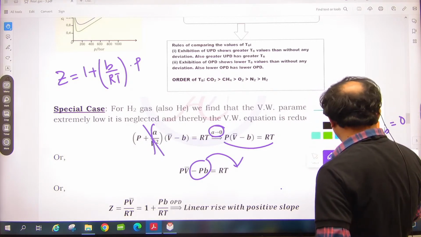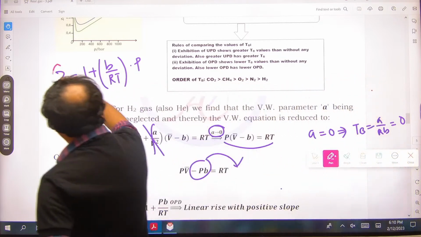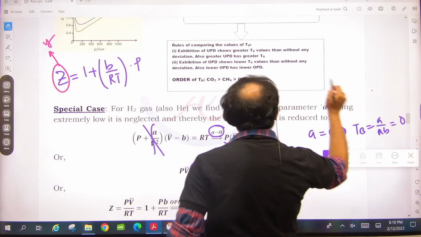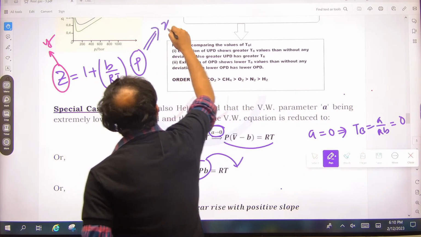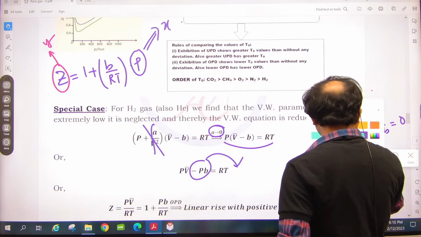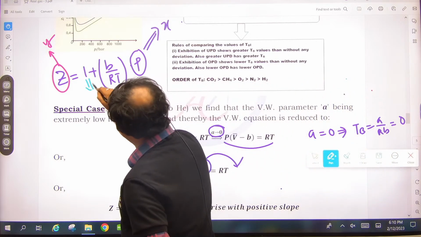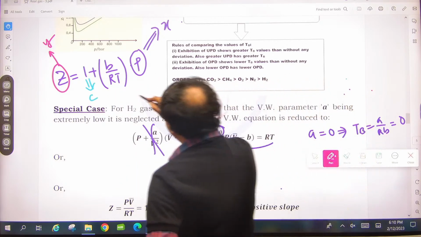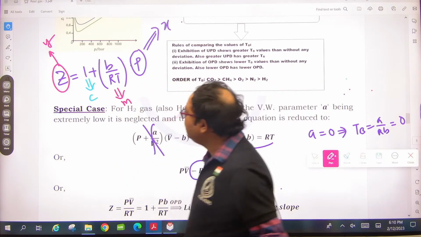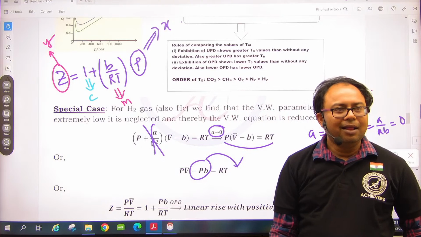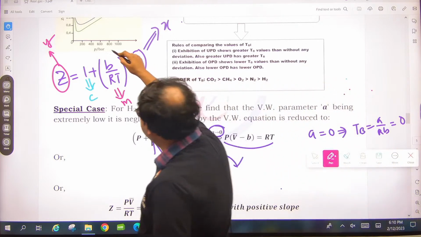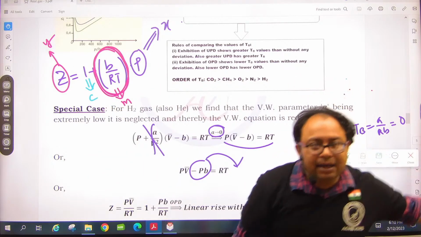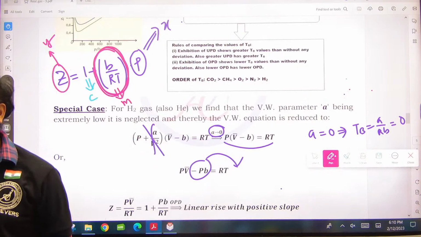Now you can say, if you are plotting Z along the y-axis and P along the x-axis, then 1 is the intercept and this is the slope, y equals mx plus c. And the value of m is b by RT.